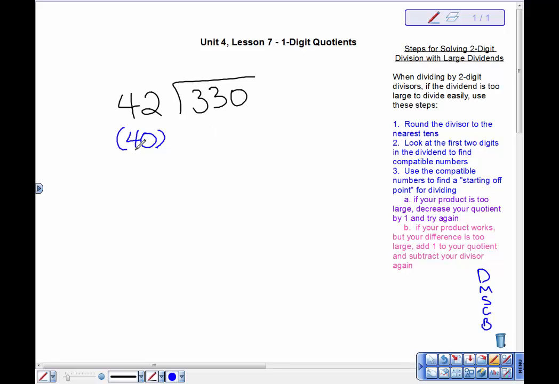Now, just like we did when we were using compatible numbers, I want to focus in on the 4. And then I want to look at the first two digits in the dividend because I'm finding compatible numbers. So I want to find a number that's close to 33 that can evenly be divided by 4. Now, if you know your multiples of 4 in your head, then you know that 32 is a number close to 33 that can be divided by 4, and that 32 divided by 4 is 8. If you can't do it in your head and you're not 100% certain, when in doubt, skip count.